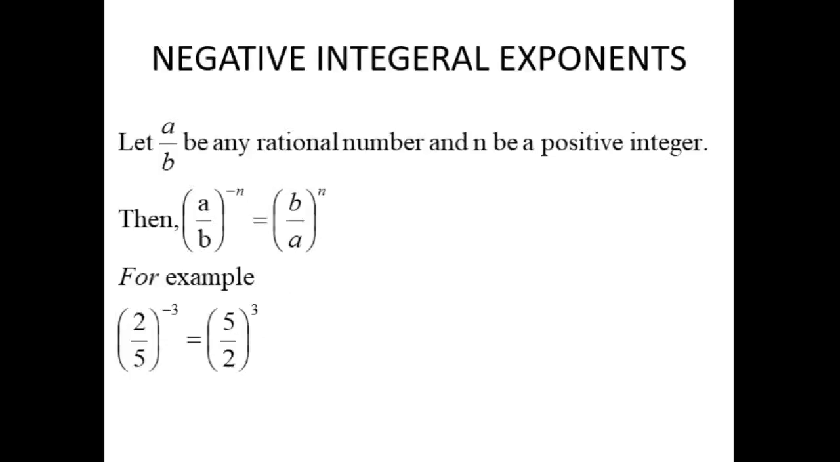Now we'll talk about negative integral exponents. What do you mean by negative integral exponent? When a upon b is any rational number and n is a positive integer, then, because we want the power to be positive, a upon b raised to the power minus n is equal to b upon a raised to the power n. We take the reciprocal and the power becomes positive. For example, 2 upon 5 raised to the power minus 3 is equal to 5 upon 2 raised to the power 3.